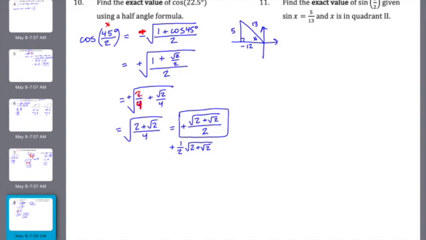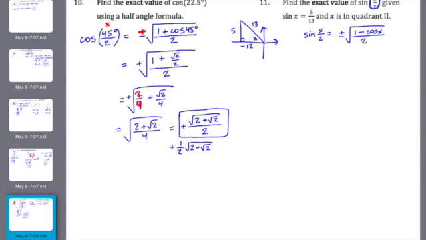All right. Now, if I'm trying to find sine of x over 2, I'm going to be using a half angle formula, which, if you look on your formula sheet, says that you have positive or negative square root of 1 minus cosine x all over 2.